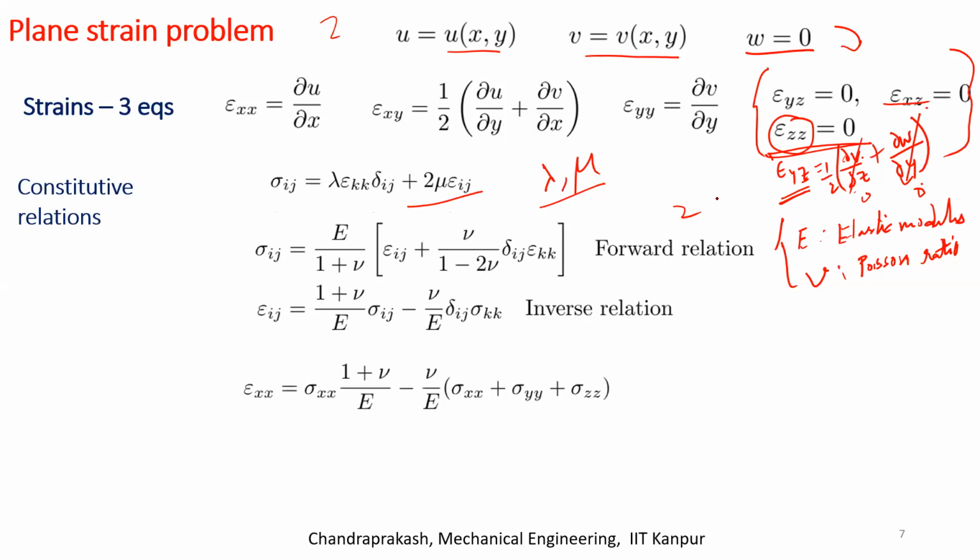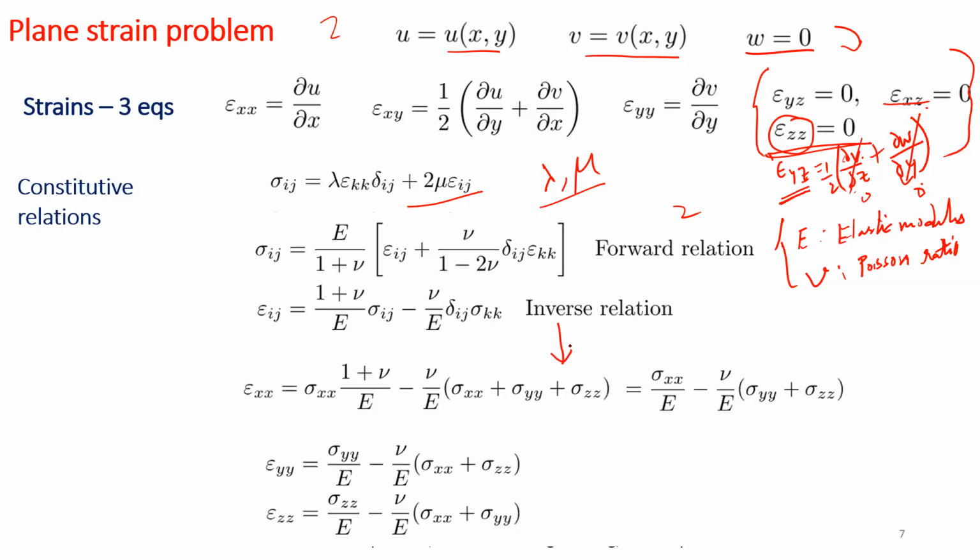How do these simplify? Epsilon xx is this guy. Right? I'm directly using this inverse relation here. Right? And how does this simplify? It simplifies this way. There's not much of a simplification you are doing. I'm just rearranging, grouping the sigma xx terms. Okay. Epsilon yy and epsilon zz. Similarly, there is not much simplification there. I'm directly following the same simplification that I did here. However, you know epsilon zz is 0 from here, right? Epsilon zz, this fellow is 0. What does this imply?